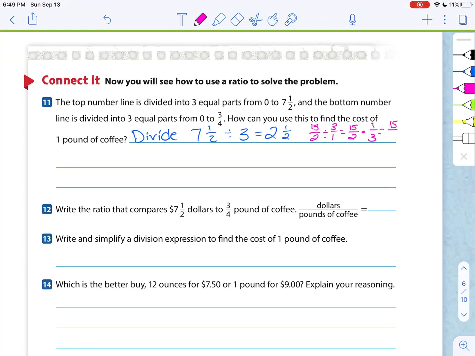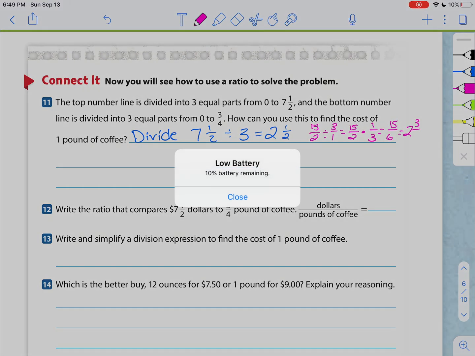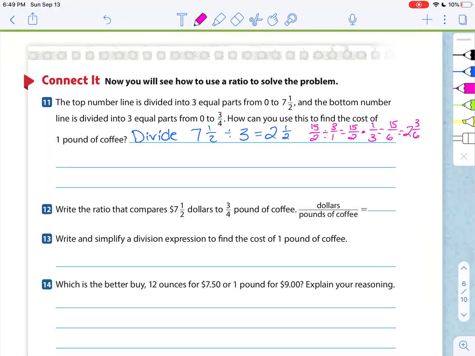15 times 1 is 15. 2 times 3 is 6. And then 6 will go into 15 2 times with 3 left over. And that simplifies to 2.5. So that's how we got 7.5 divided by 3 equals 2.5. So what that tells us is how much it costs for 1. So by dividing 7.5 divided by 3, because remember it was divided into 3 sections, this tells us how much it is for 1.